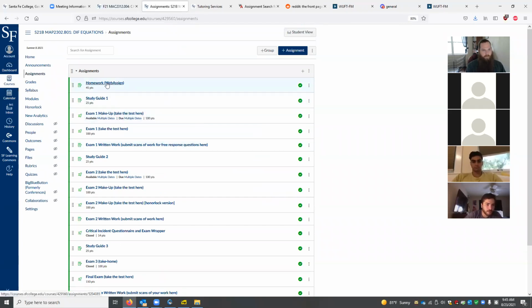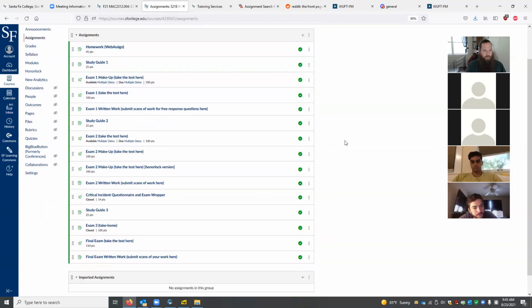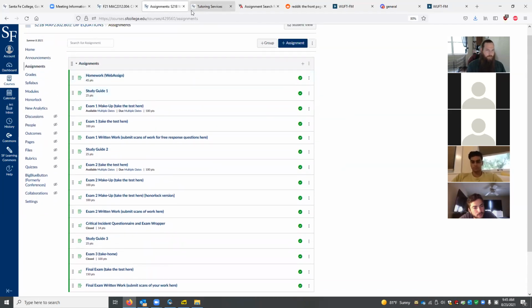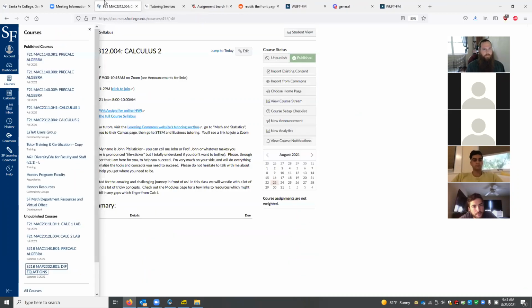And so there's going to be a spot for homework. There's going to be a spot for study guides. There'll be a spot for each exam. And that's pretty much it. That way, once those are in, you can go into the gradebook and enter those little what-if scores and calculate your grade. So anytime in the semester, you should know what your grade is in the class.